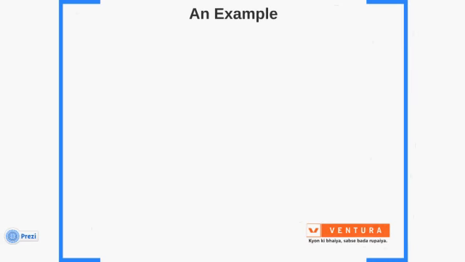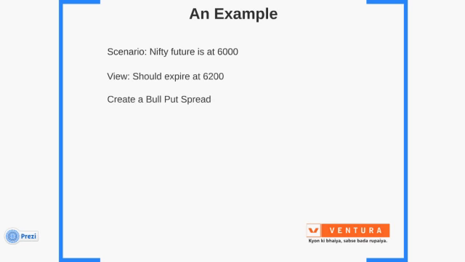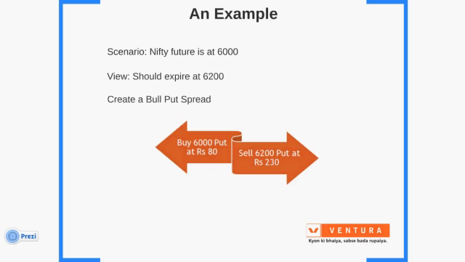Here's an example to make the strategy really clear. Let's assume the Nifty current month future is at 6,000 and you feel it will close at 6,200 at maturity. You could set up a bull put spread by buying one lot at a strike price of 6,000 and simultaneously selling another lot at a higher strike price of 6,200. This strategy will earn you 150 rupees, which is your net premium receivable.